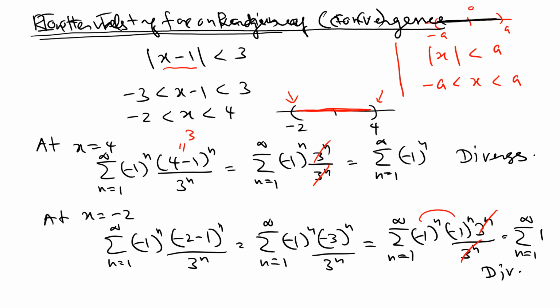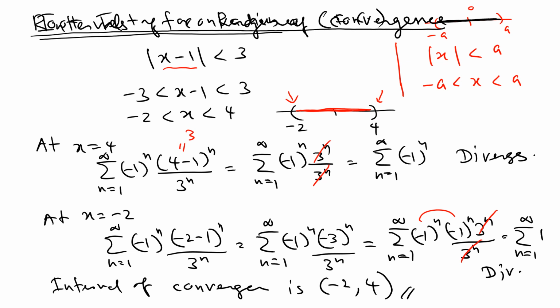So that means at none of the points it's going to converge. I mean, you have to exclude all the points. So that means the interval of convergence is simply -2 to 4. None of the points are included.